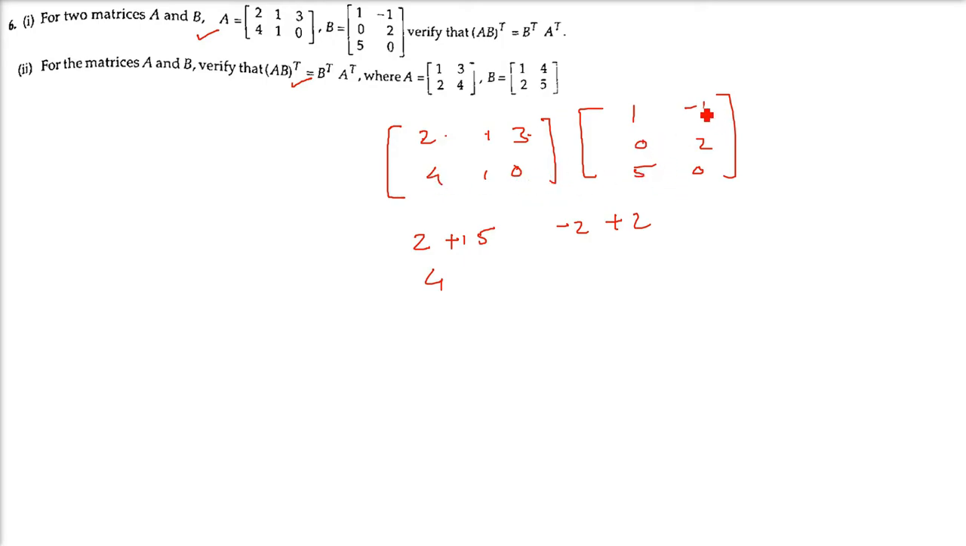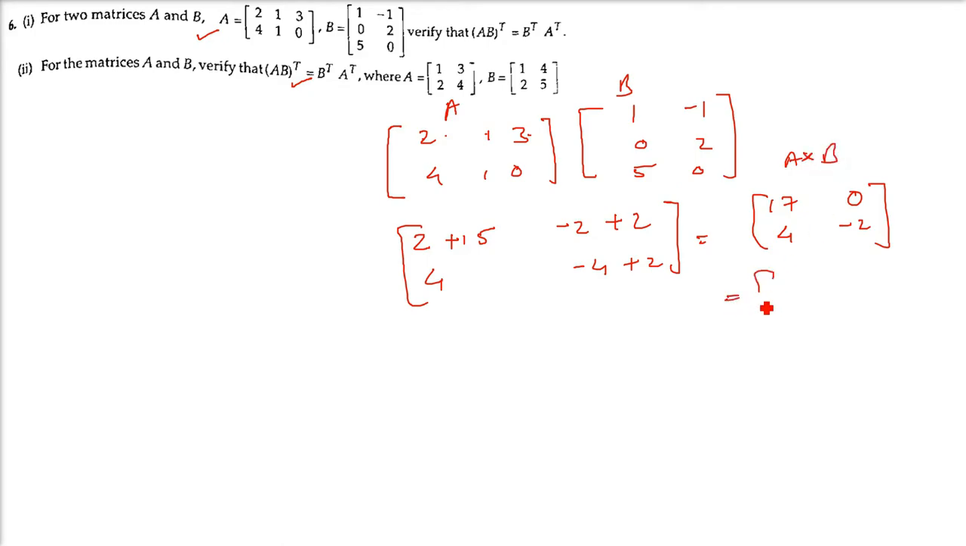Now second row, second column: 4 into negative 1, minus 4. 1 into 2, 2. 0 into 0, leave it. So what do you get? We have 17, 0, 4 and negative 2. Now this is A into B. You have to take the transpose of it now. So the row will become column. 17 and 0, this row will become column. This 17, 0, this is going to be 4, negative 2. Right?